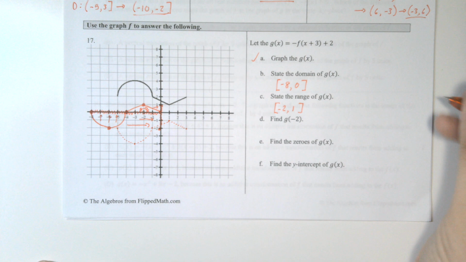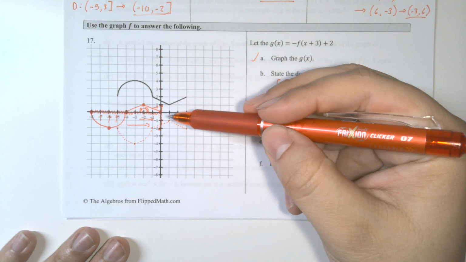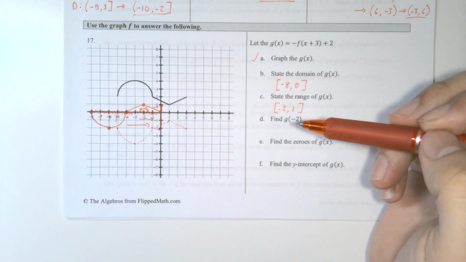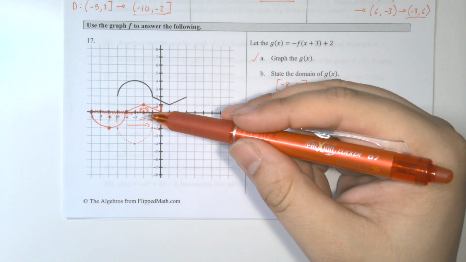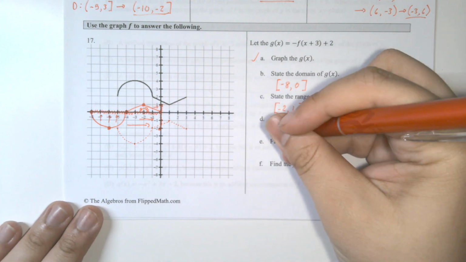Next, we want to find g of -2. Since this is our graph of g, g of -2 just means where x is equal to -2, where's the y value for g, and that would be at +1.